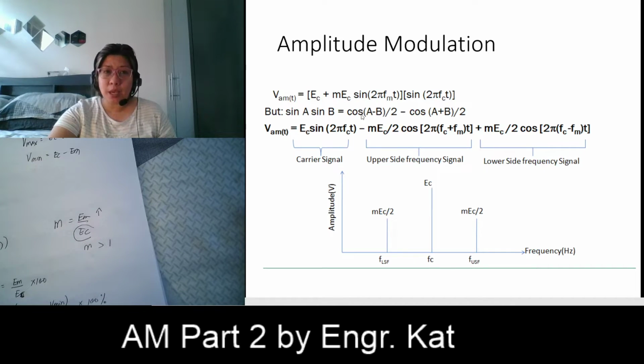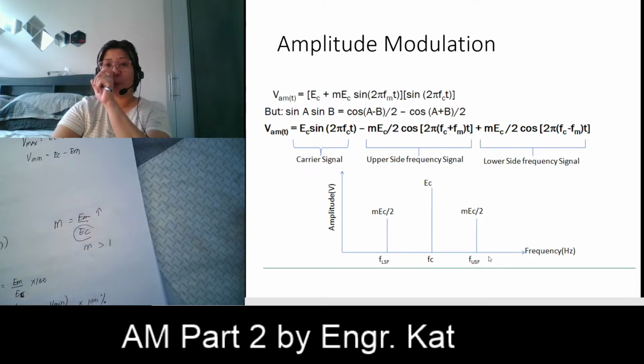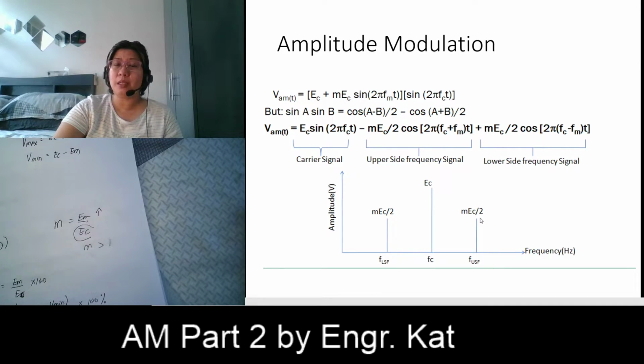So this plus here signifies your upper frequency signal, and this minus here signifies your lower frequency signal. And then of course we have divide by 2. So our MEC here is equivalent to MEC divide by 2 cosine of 2 pi FC plus FM. So, our upper frequency FC plus FM, that is your upper side frequency. And our amplitude is MEC all over 2.